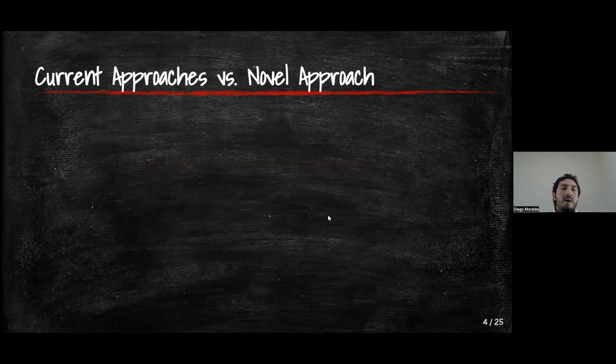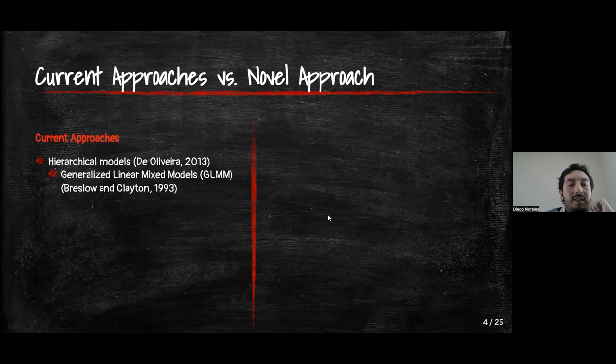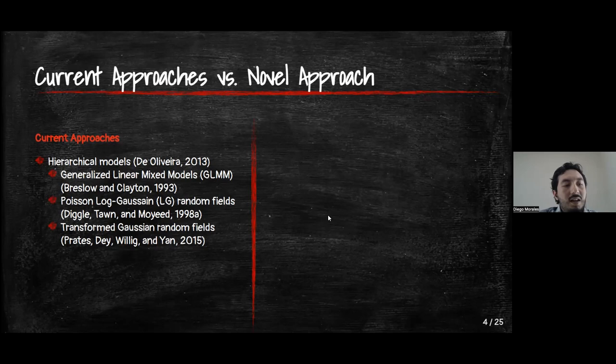So I am going to talk about the current approach and the novel approach that I proposed in my research. The current approaches are divided into two big groups. The first one is hierarchical models, which have been used since 1993 with the generalized linear mixed models by Breslow and Clayton. Then Diggle presented an approach based on Poisson-Gaussian random fields. And Prates gave new models with transformed Gaussian random fields. All these models can be written as hierarchical models, and they belong to a huge class of models developed by De Oliveira in 2013.